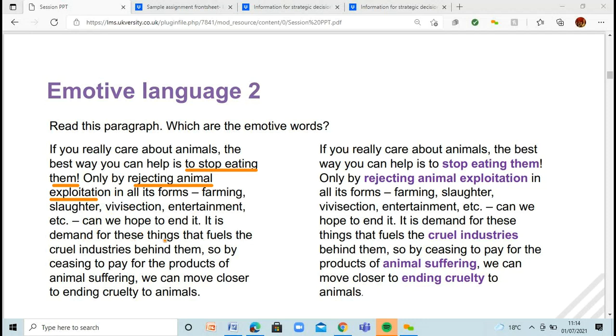It is demand for these things that fuels the cruel industries. So they've decided that it's a cruel industry and they're trying to make you feel like it's a cruel industry as well. So by ceasing to pay, so ceasing is stopping, so by stopping paying for the products of animal suffering, see, you've got animal suffering there, another one, we can move closer to ending cruelty to animals. So all of these words are there to make you feel an emotion. So what emotion is this paragraph making you feel?